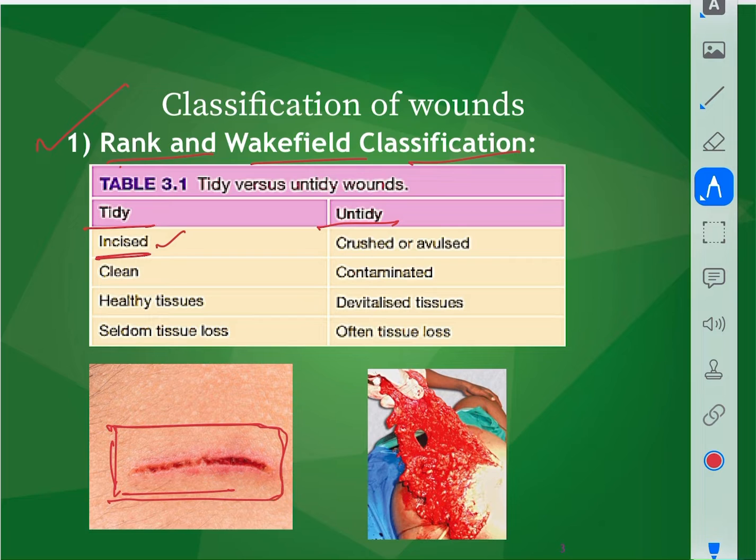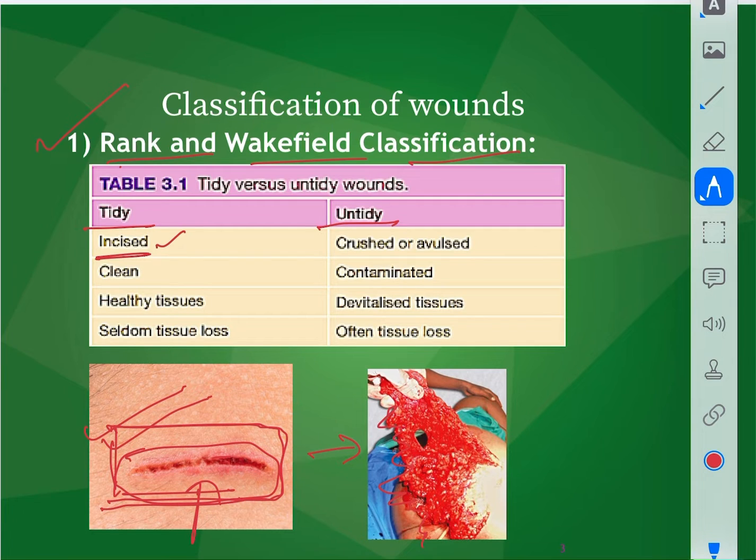Why is it called a tidy wound? Just by looking at the wound, you know, because there is no contamination, there is no pus here, there is minimal loss of tissue. Even though there is loss of tissue, the cut edges look very healthy, right? The edges are not ragged like you see here in this image, which is an untidy wound, right?